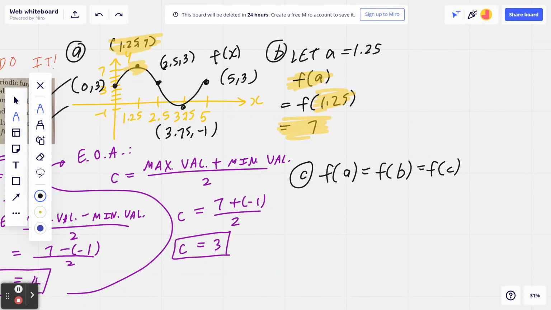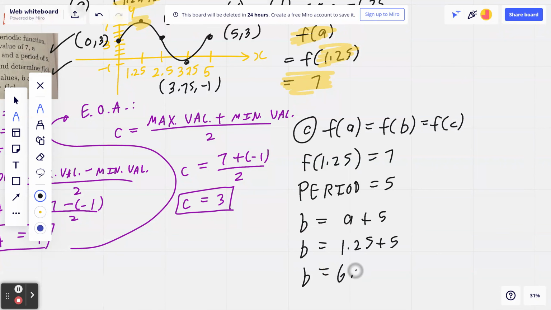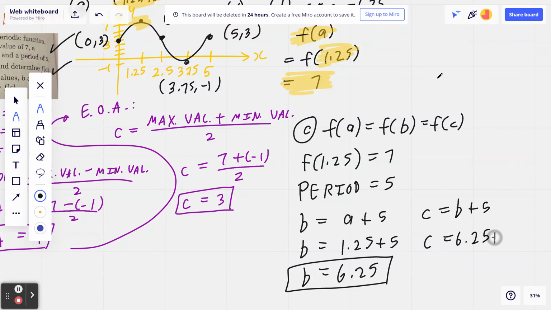So the best way to think about this is if I'm saying f of 1.25 equals 7, what I can do is take a full period. And again, remember, the period is going to be 5. So b is going to be basically a plus the full period. And that's going to be 1.25 plus 5, which is going to be 6.25. Now, if I think about C, C could be B plus another full period, or I can think of A plus 5, which is A plus 2 times the period. That's fine. But either way, it's going to be 6.25 plus 5. So C is going to be 11.25.